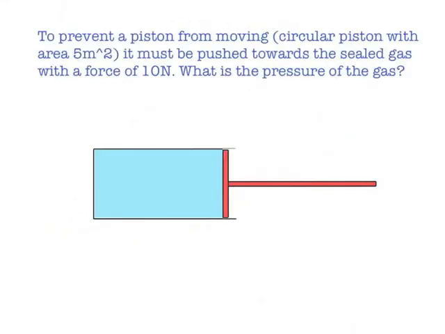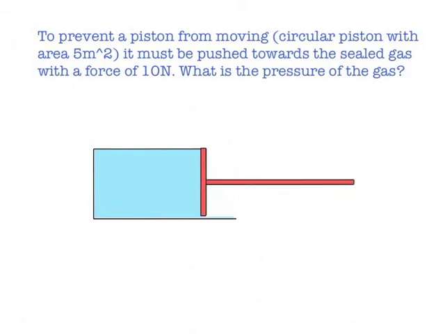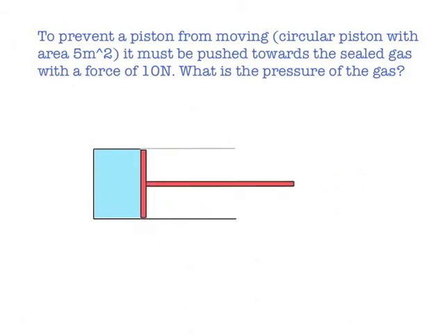Our last job of the day is to look at an example with a piston. So the question reads: to prevent a circular piston with an area of 5 meters squared, so this is the surface area over here, from moving, it must be pushed towards a sealed gas with a force of 10 newtons. What is the pressure of the gas? Conceptually, we're going to apply a force of 10 newtons on this handle on the surface over here, and we're going to keep pushing it until it reaches mechanical equilibrium, so our 10 newtons cannot move it any further.